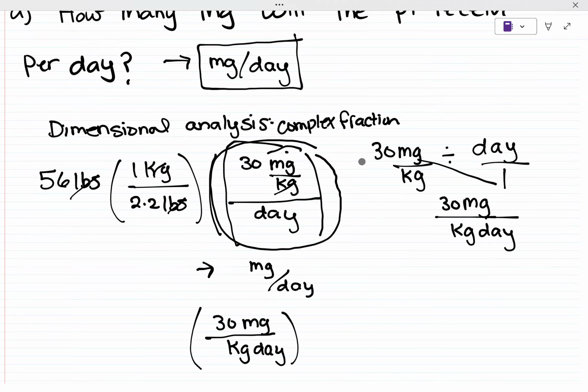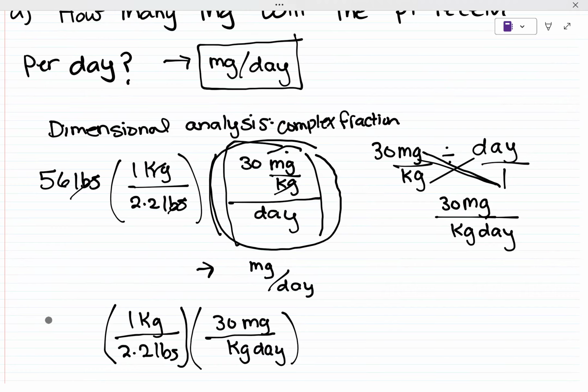Okay, because it's a complex fraction. What I did was simplify this complex fraction. I did 30 mg per kilogram, and then this long side means divide, and then day over 1. Remember when you're dividing fractions, you cross multiply. So 1 times 30 mg is 30 mg, and then cross multiply, kilograms times day gives kilograms per day. And then over here, you're left with 1 kilogram over 2.2 pounds.